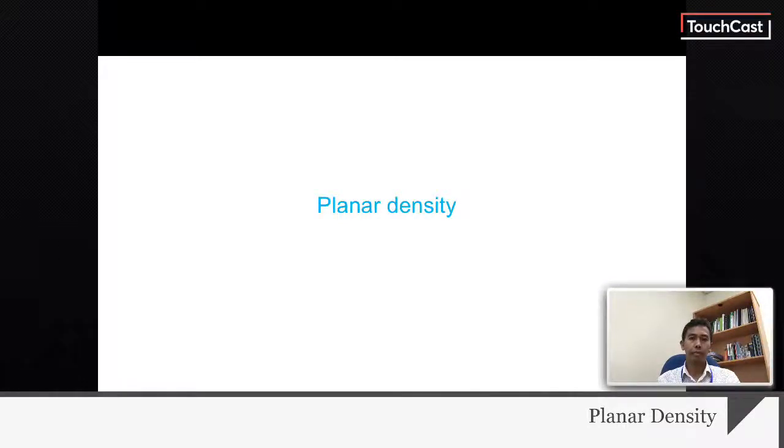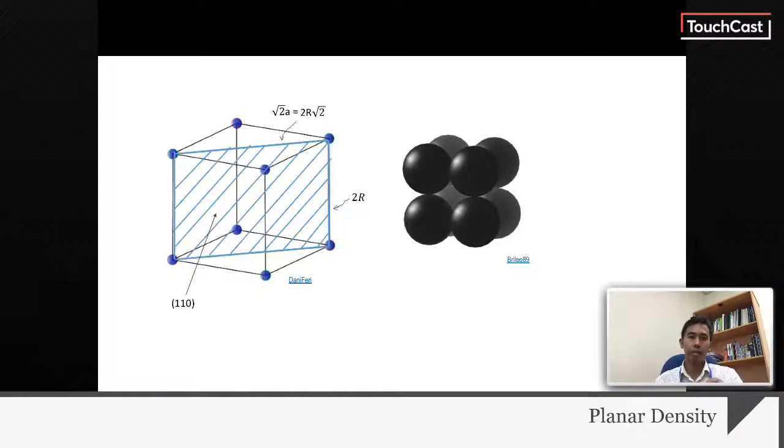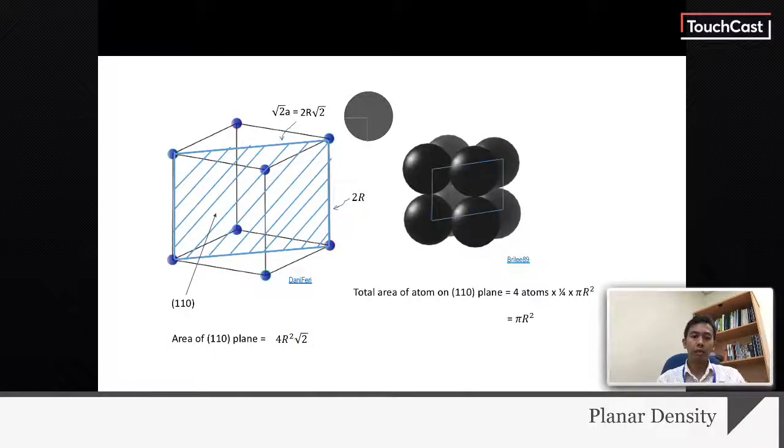Planar density. Look again at this simple cubic unit cell. The area of the 100 plane in terms of the lattice parameter is a squared, and the area of the 100 plane in terms of atomic radius, where a equals 2R, is 4R squared. The total area of atoms that lie on the 100 plane is 4 atoms times 1 over 4 times pi R squared, equal to pi R squared.